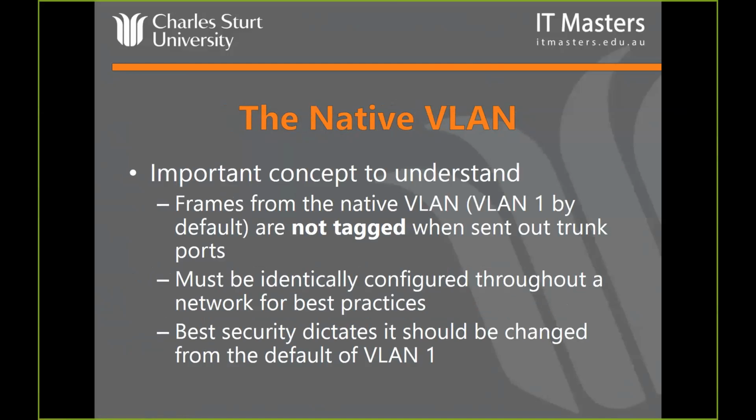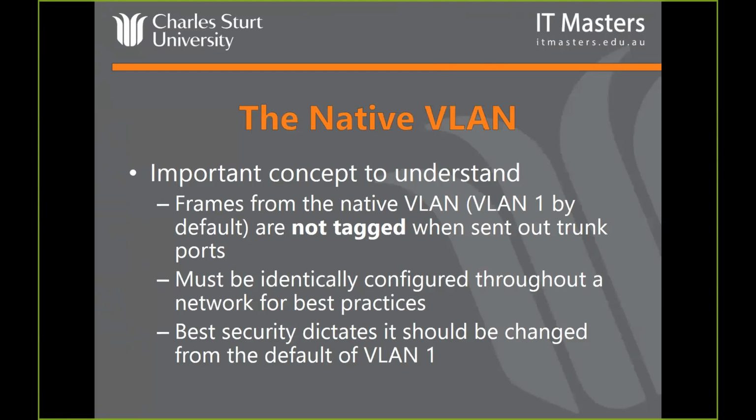The native VLAN is an important concept to understand. Basically, frames from the native VLAN, whichever one you decide it is, and it's VLAN 1 by default, are not tagged when they're sent out the trunk port. The native VLAN is the only VLAN that's not tagged. This must be identically configured right across your network. You don't have to according to the protocol, but if you want things to work properly, best practice is to have the same native VLAN right across your network.